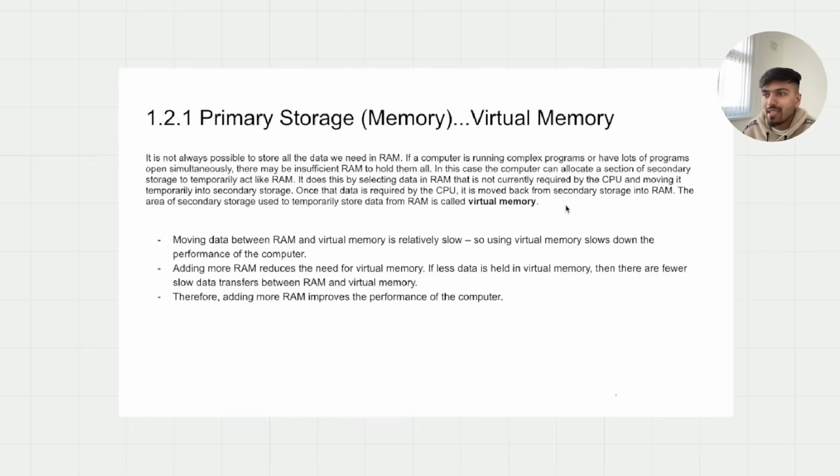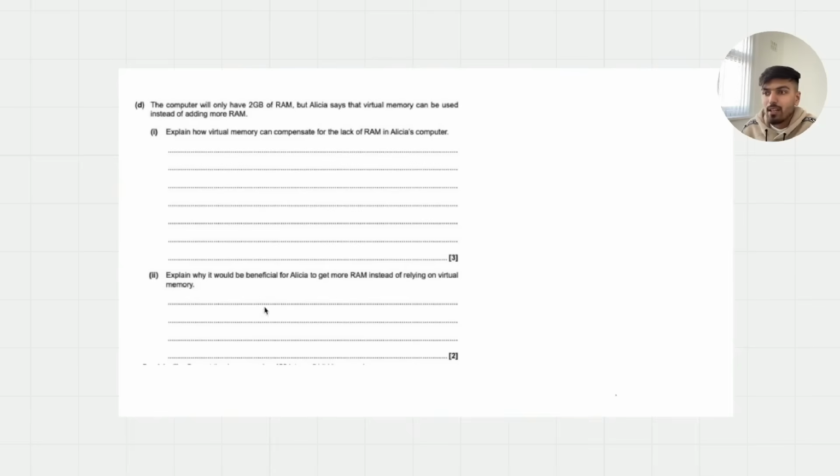And this process is very slow. As you can see, this is a drawback. Using virtual memory slows down the performance of the computer. A way to increase the performance of the computer is to add more RAM. Adding more RAM means that there's less time wasted going back and forth from the secondary storage to the RAM, as I just said. And this just recaps it.